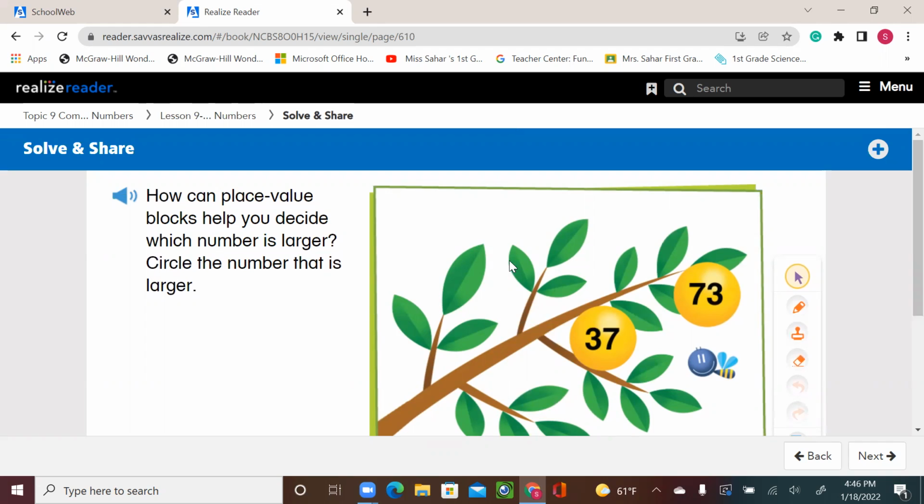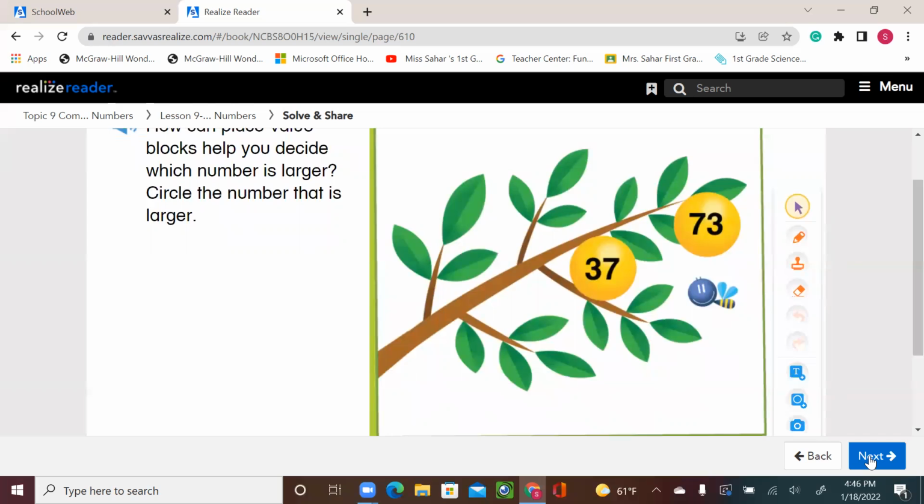We know the larger numbers mean the tens are more than the ones. So if I have two numbers and I'm comparing, I'm looking at the tens. If it's a two-digit number, I have ones and tens, I'm looking at the tens. All right, let's watch our video and then come back to this exercise.